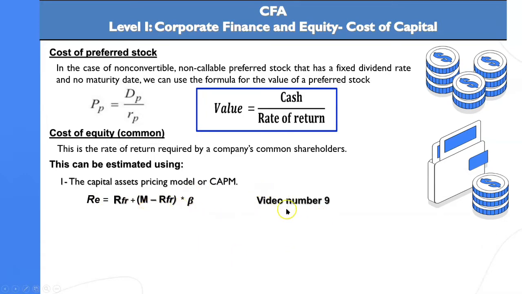Please go back to video number 9 on the playlist titled CFA Level 1 course within the channel. This is my YouTube channel. You will find this video number 9. There is a detailed explanation about the derivation of this equation. How do we get it? It is the required rate of return by equity, which is the cost for the company: the risk-free rate of return plus the risk premium. The risk premium is the market return minus the risk-free rate of return, times beta.